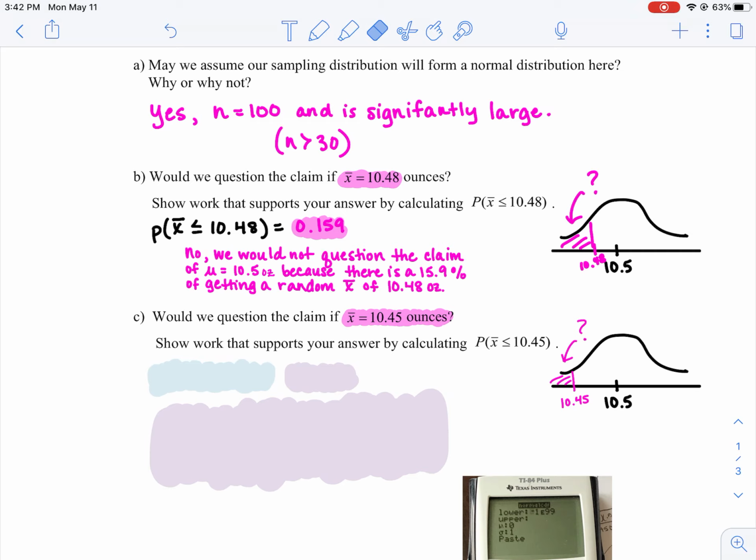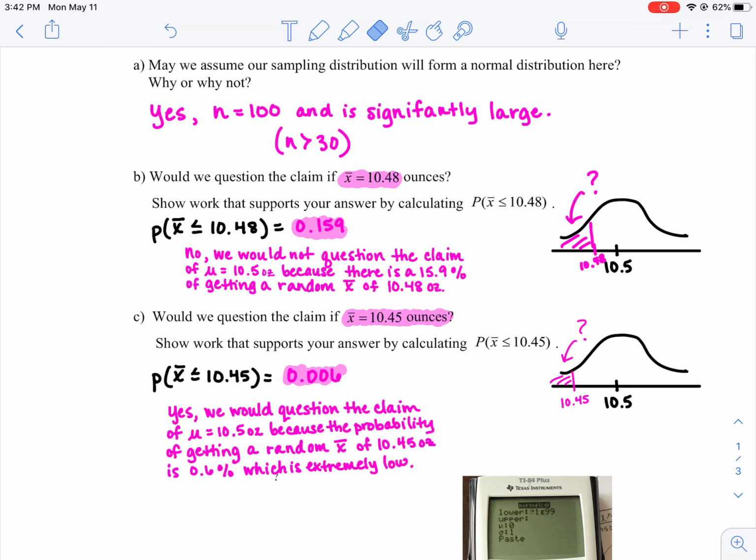All right, everything's the same on your calculator except our upper bound is now 10.45. And so the probability that our sample mean is less than or equal to 10.45 is 0.006, which is very, very low. Is that less than our 5% threshold we were talking about? Yes, it is. So yes, we would question the claim of 10.5 ounces because the probability of getting a random sample mean of 10.45 ounces is 0.6%, so less than 1%, which is extremely low.